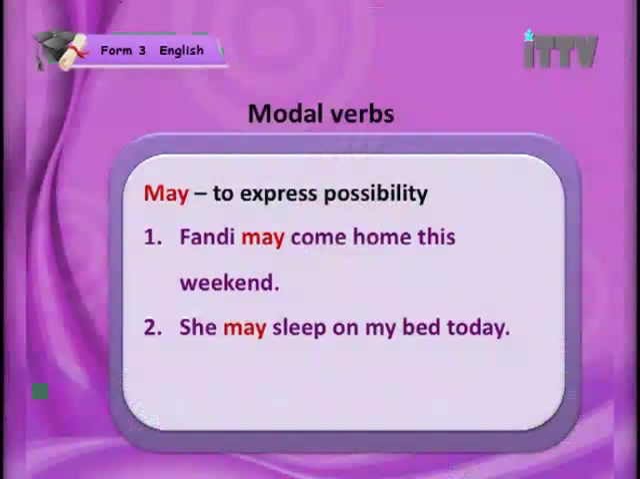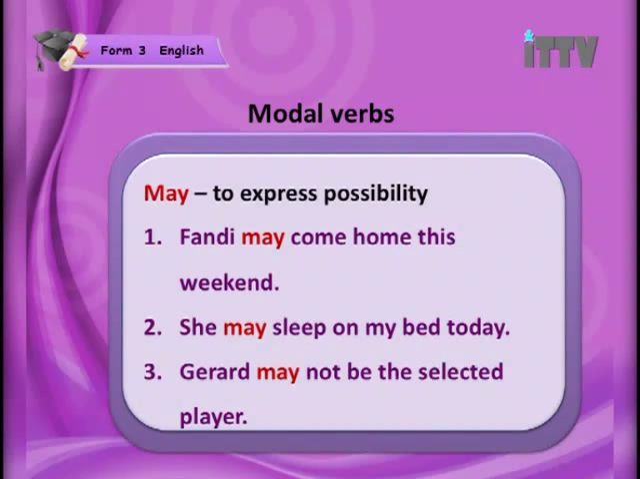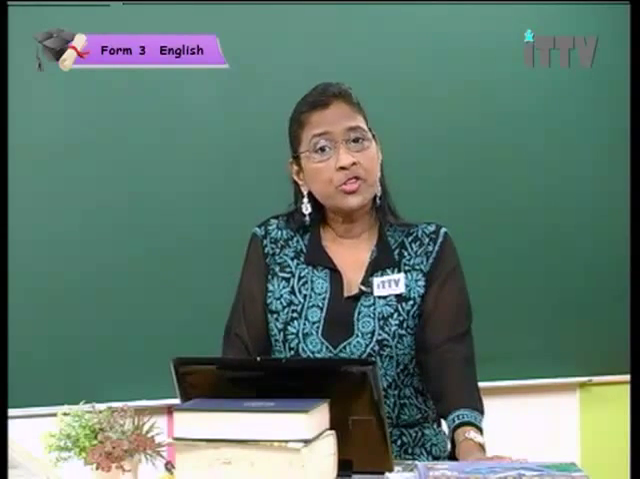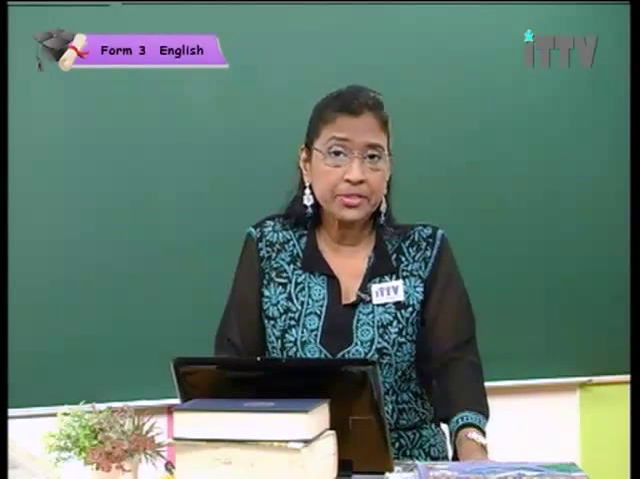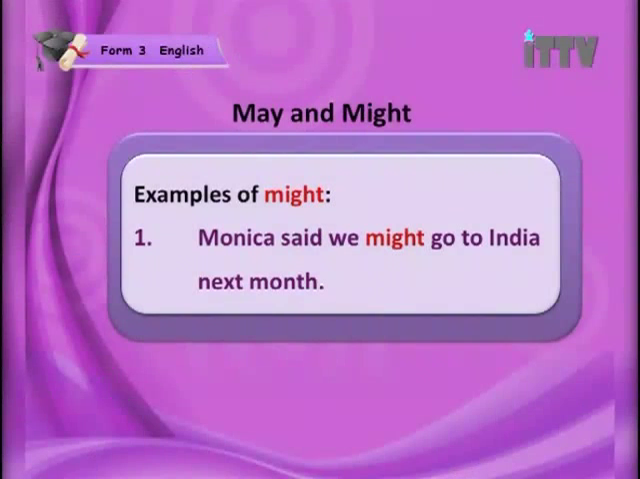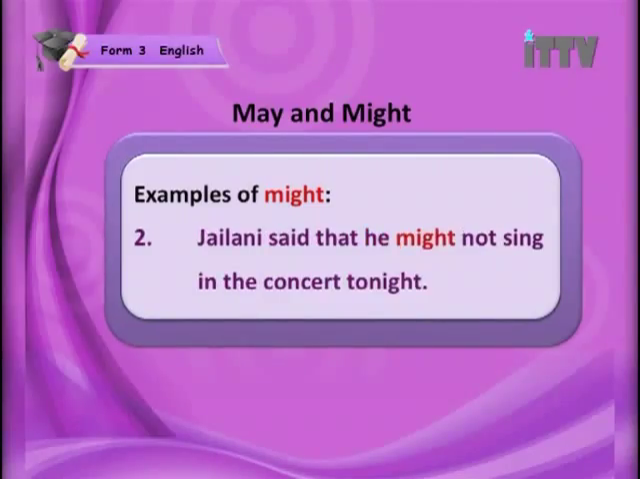The next example, number 2: She may sleep on my bed today. Now we are not definite. She might sleep, she may not. So that's why we say possibility. The next example: Jared may not be the selected player. Next, how to use might. We have a few examples here, so follow the examples. Number 1: Monica said, we might go to India next month. Number 2: Jelani said that he might not sing in the concert tonight.